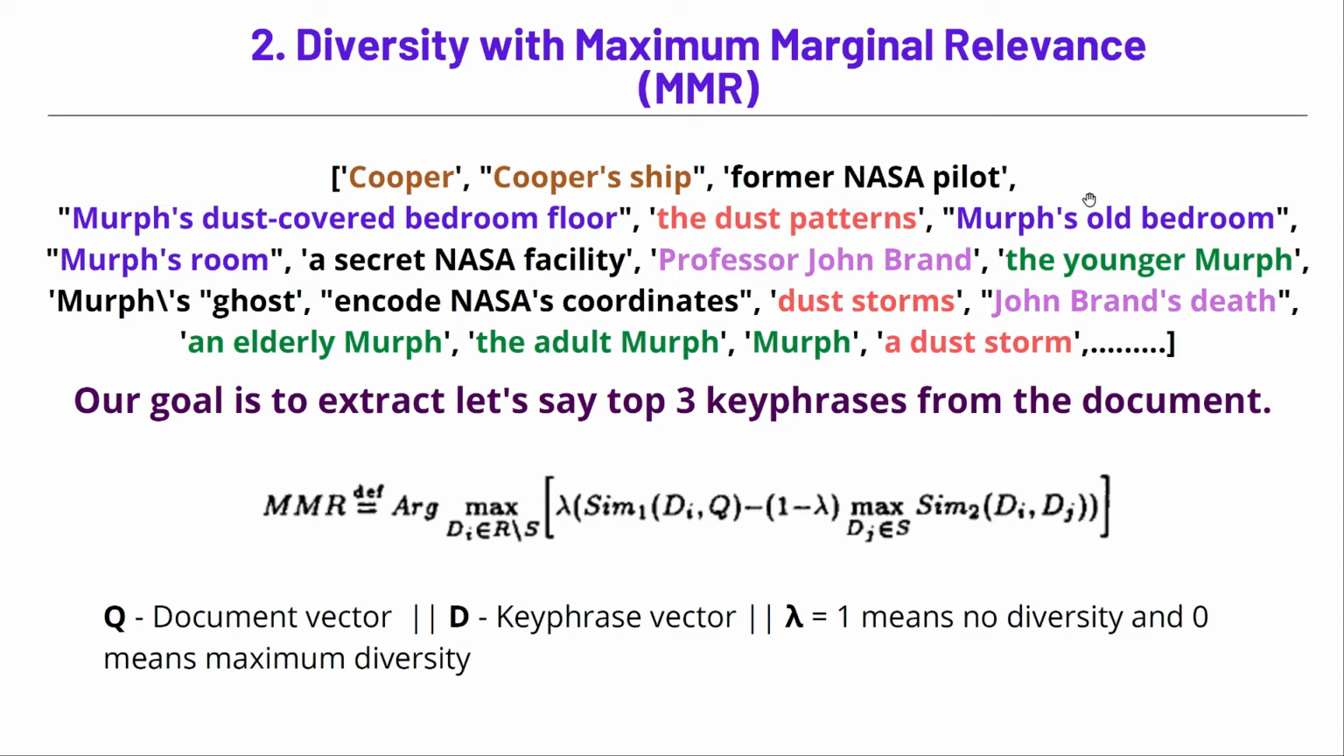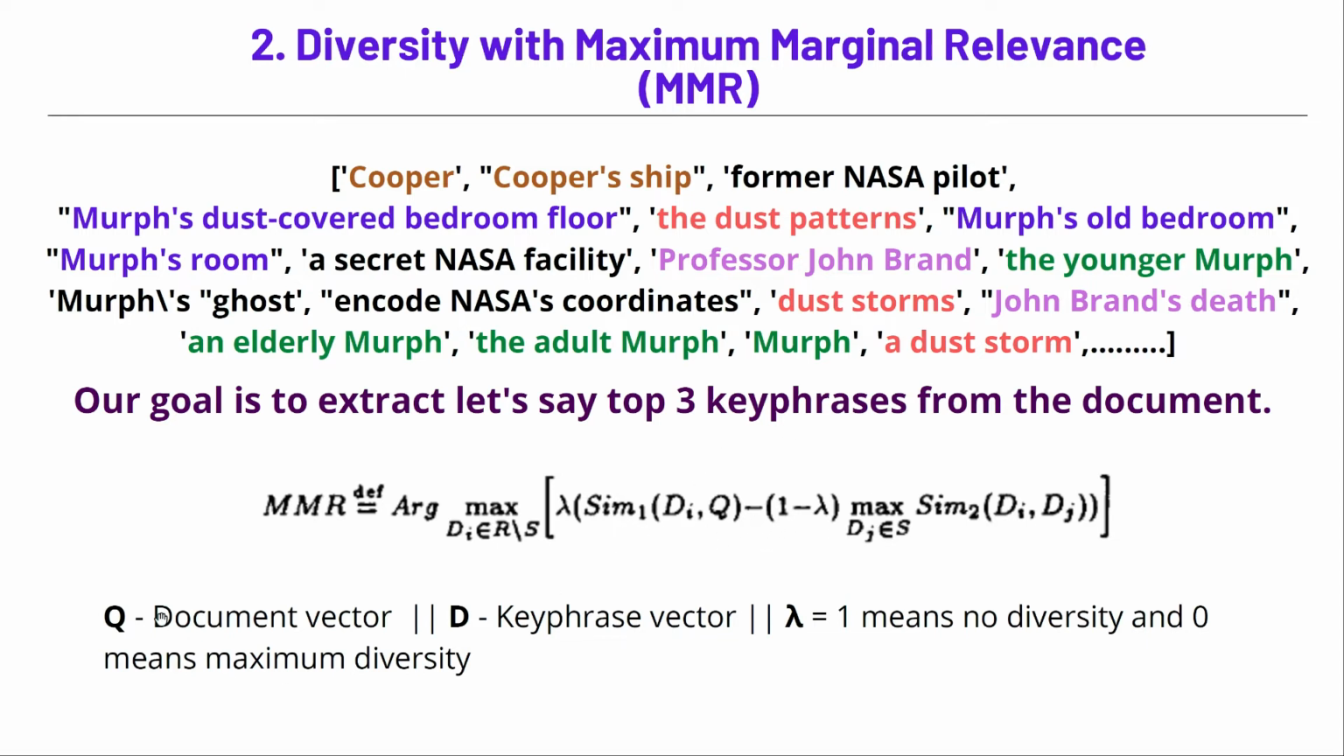And the next interesting algorithm is called Maximum Marginal Relevance, MMR. Again, let's choose the goal that we have to extract the top 3 key phrases from this document. And we have again a cutoff at, let's say, 20 key phrases. And from those 20 key phrases, we want to extract the top 3 key phrases with the maximum diversity again. So maximum marginal relevance is given by this formula. Don't be intimidated by this formula. I'm going to intuitively explain it to you.